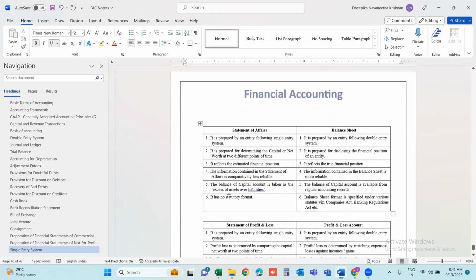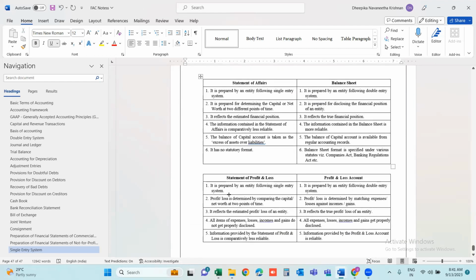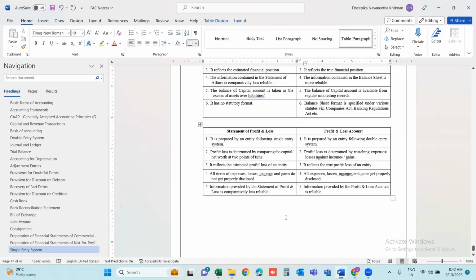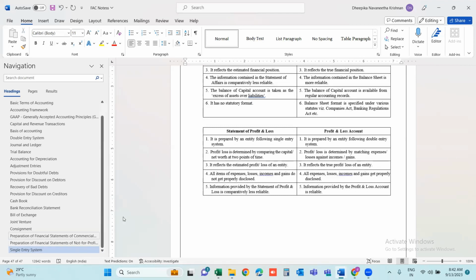So what are all the differences? I have taken this differentiation from your book. I have not changed anything, because sometimes you will be asked in the notes of accounts, in the summary of notes, in the last question. There is a high chance of being asked this differentiation. For your theory purpose, I have given this. There is nothing much to explain here; whatever I explained is enough. So for your theory purpose, I am giving this differentiation from your book. Okay, ma'am.